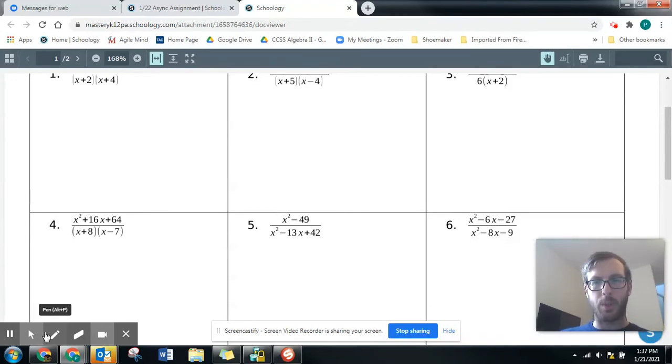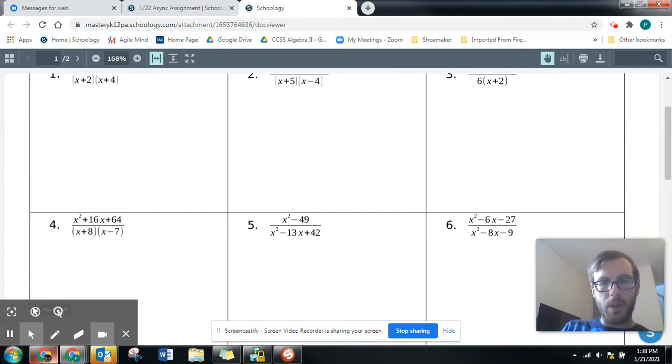I just want to go over a couple types of problems before you start your work. So hopefully this is helpful. I'm going to start by doing number 4 here on your async work, x squared plus 16x plus 64 over x plus 8 times x minus 7.